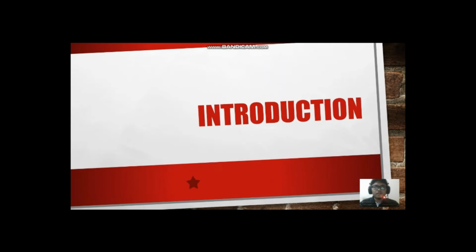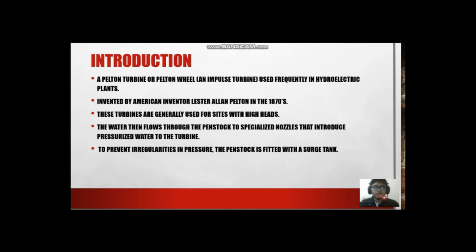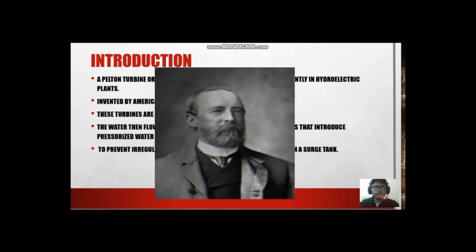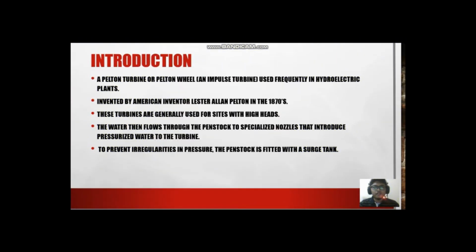The introduction of the Pelton turbine. A Pelton turbine or Pelton wheel is a type of impulse turbine used frequently in hydroelectric plants. This type of water turbine was invented by American inventor Lester Allen Pelton in the 1870s. These turbines are generally used for sites with high heights.